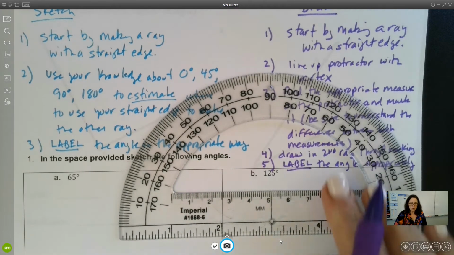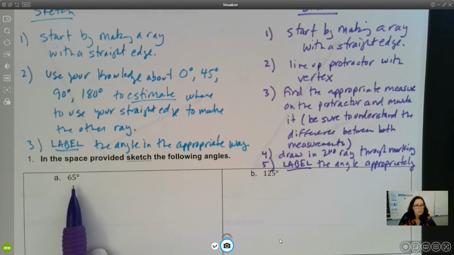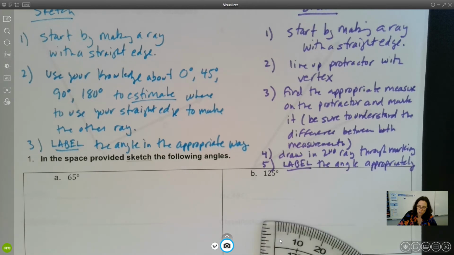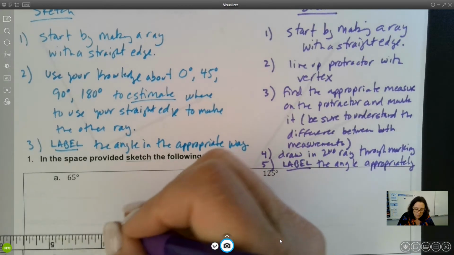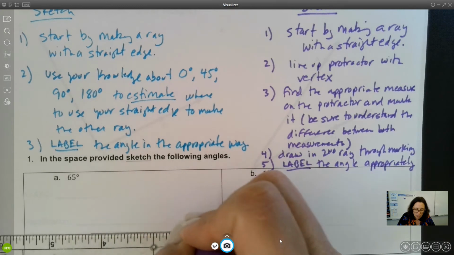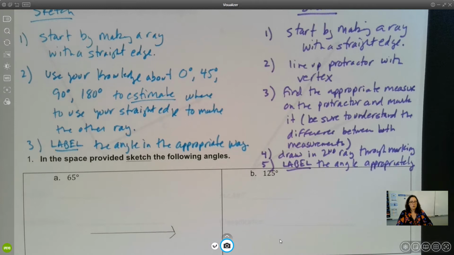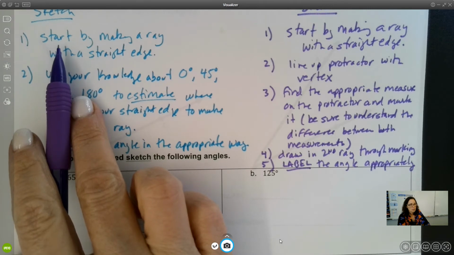All right, so number 1A, sketch 65 degrees. Start by making a ray with a straight edge. This is my straight edge right here. It doesn't matter how long it is, but just make sure you have an arrow tip saying I'm a ray. We just did step 1 for sketch.